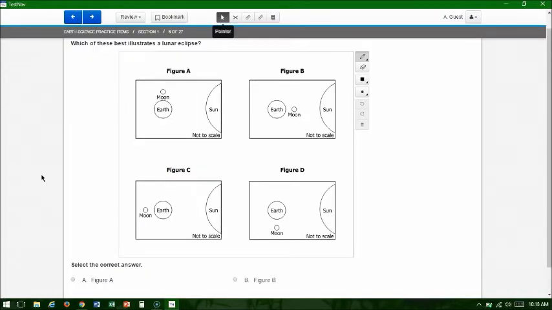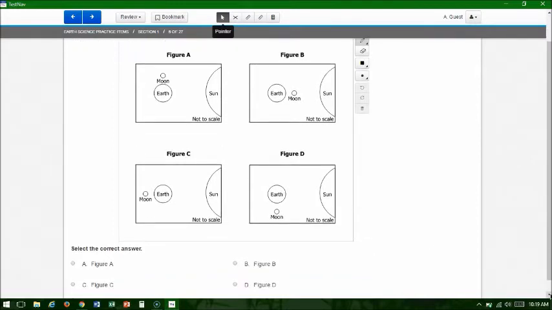Number six, which of these best illustrates a lunar eclipse? A lunar eclipse occurs when the moon passes directly behind the Earth into its shadow. And so the correct diagram here is figure C. So we're looking at the moon, but the shadow of the Earth is blocking it.